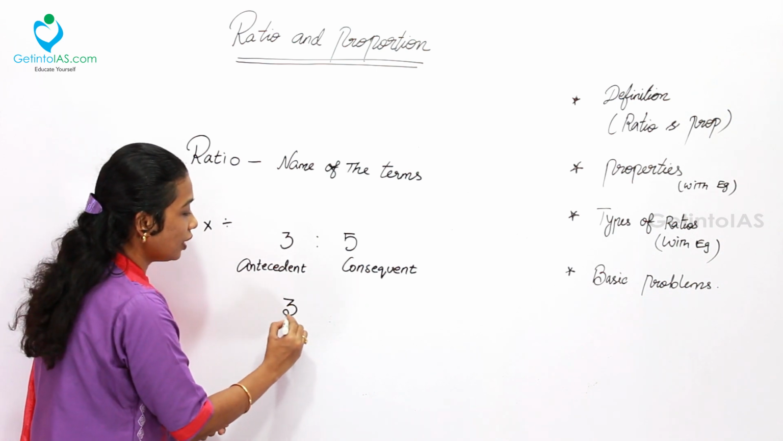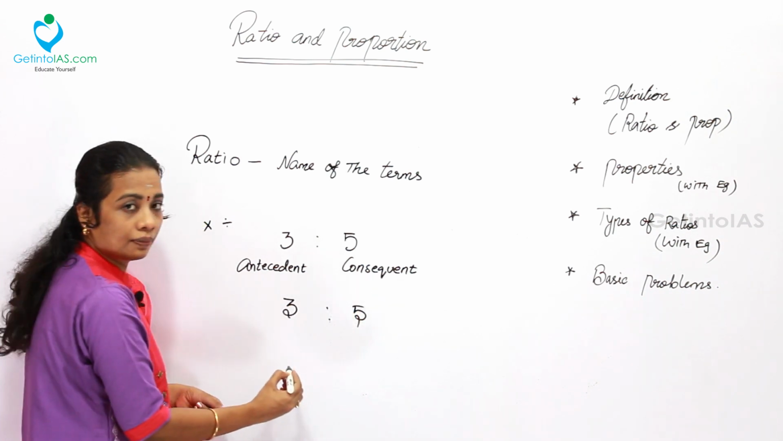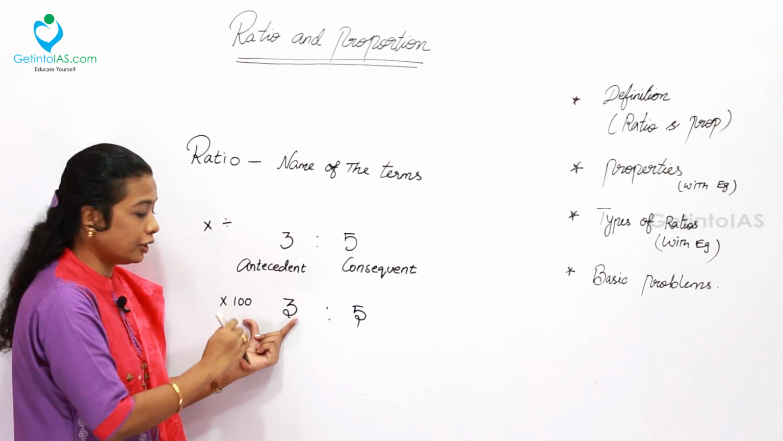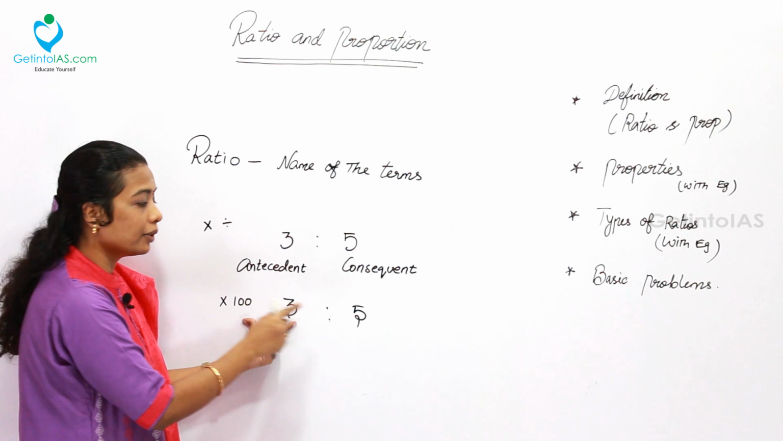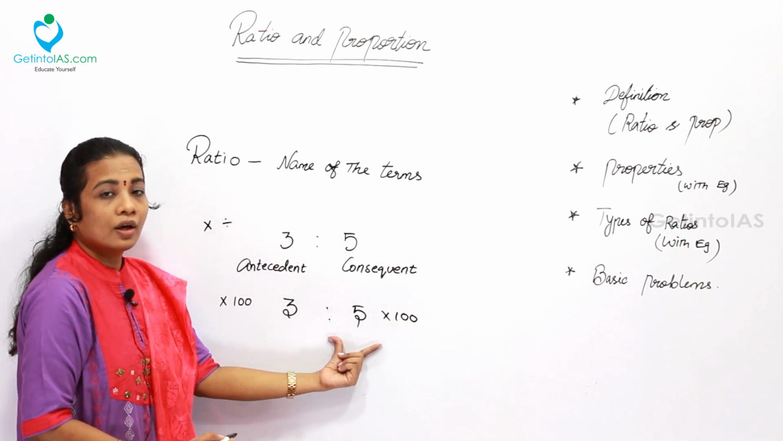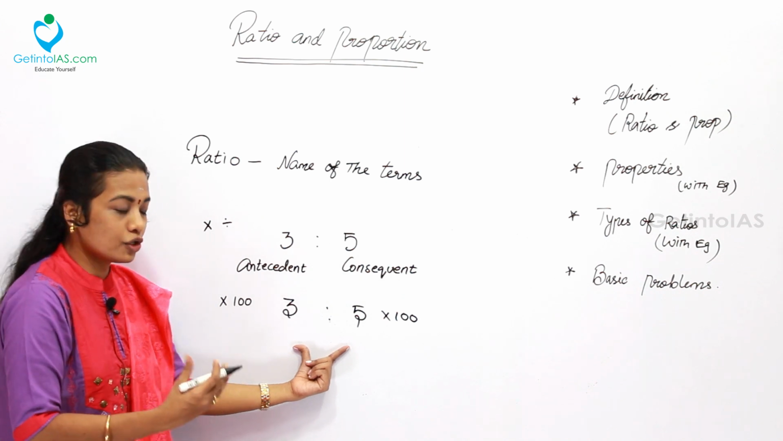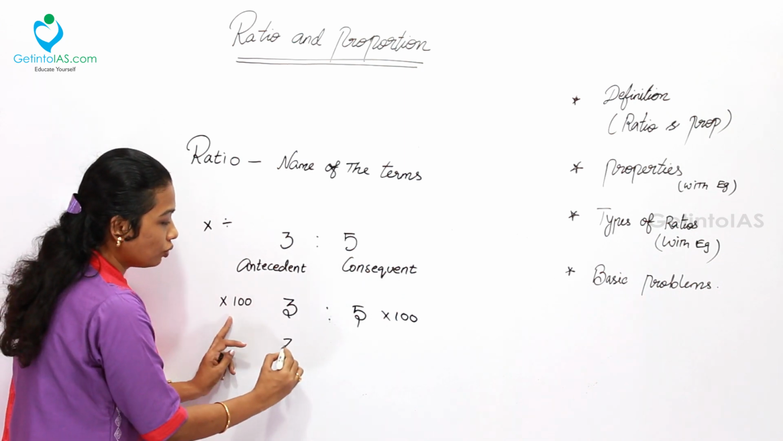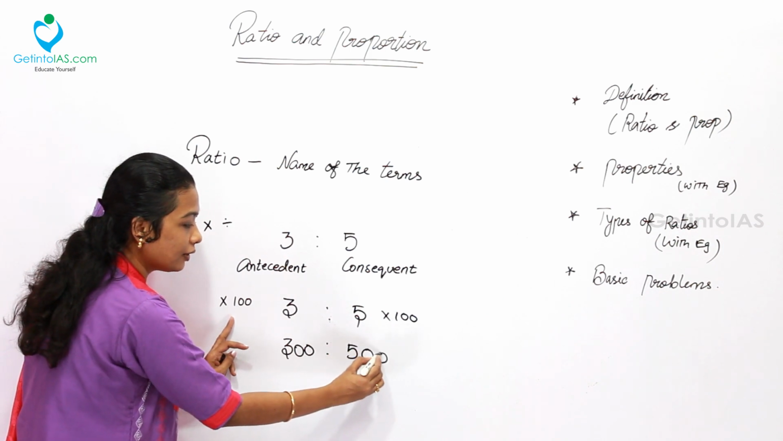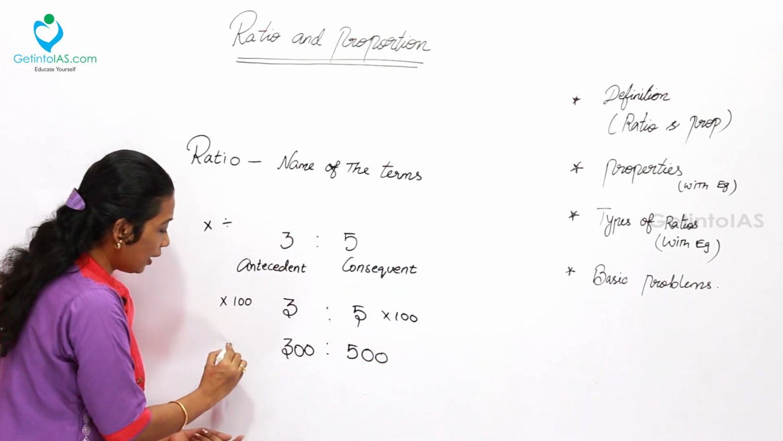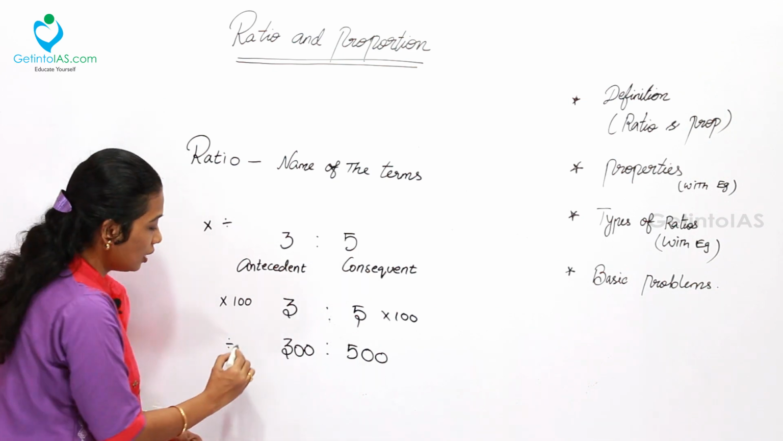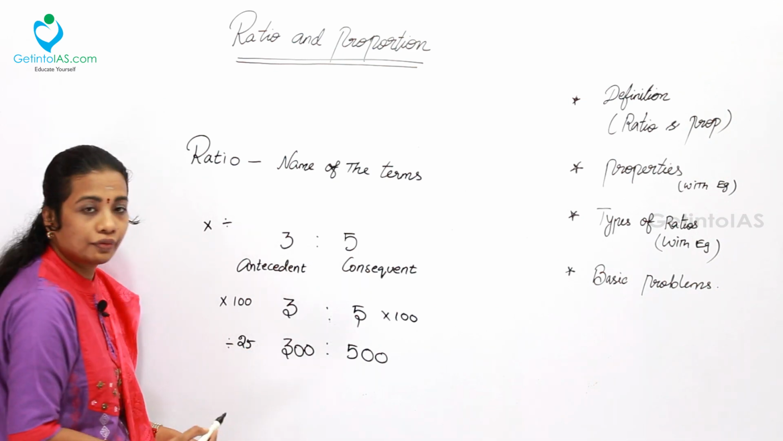So first, 3:5 is here. First I am going to multiply these by 100. Whenever I multiply the antecedent by any number, the same process must be done with the consequent in order to maintain the ratio. That is the rule here. So 3 into 100 is 300 and 5 into 100 is 500. Now you can divide by any number which is commonly divisible in both terms. So simply I am taking 25.